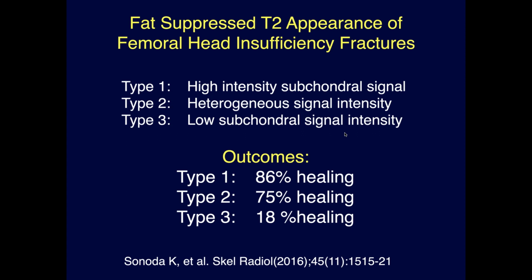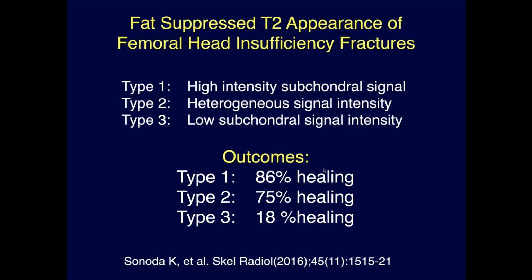So I think that high intensity subchondral signal probably corresponds with a bone contusion, acute marrow edema, whereas with the heterogeneous to low signal, the low signal would be more indicative of a fracture line, and perhaps some impaction, and those would be less likely to heal.